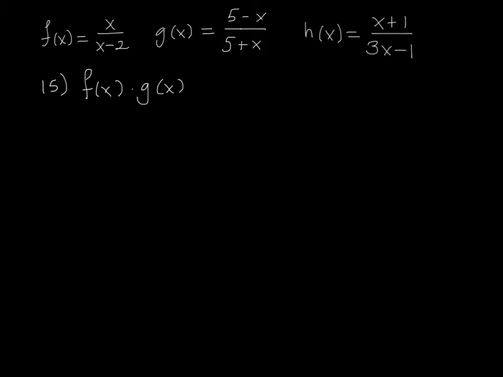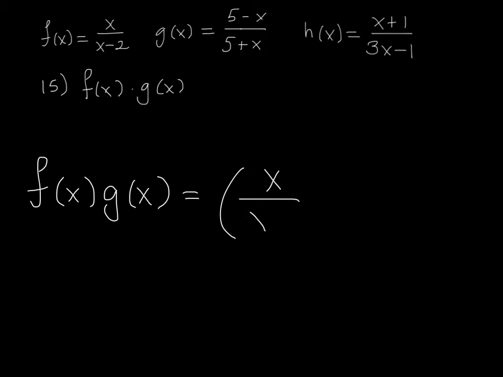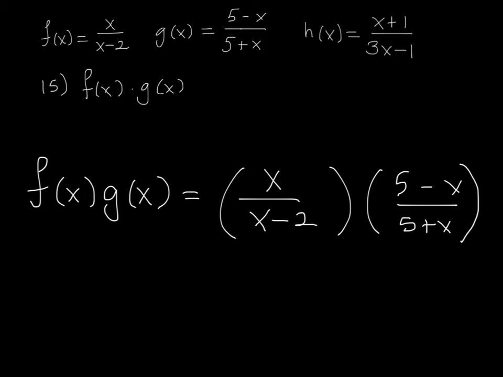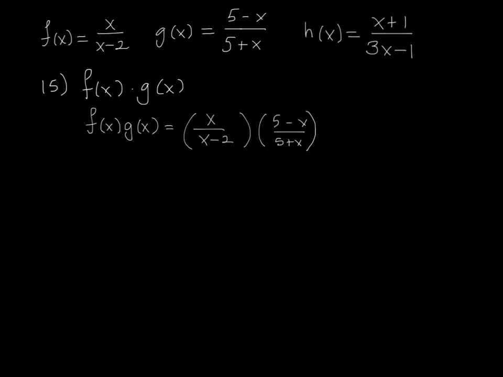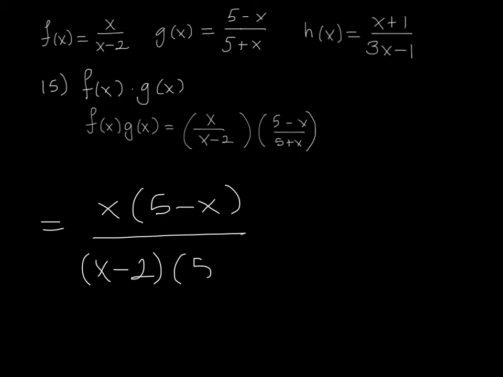For 15, we're going to be multiplying f of x by g of x. And f of x is x over x minus 2, times g of x, which is 5 minus x over 5 plus x. Now this is going to be easier than subtracting or adding these two functions, because just as when dealing with fractions, multiplying fractions is typically easier. So we simply have to multiply the numerators and the denominators. Just like when multiplying fractions, there's no need to get a common denominator.